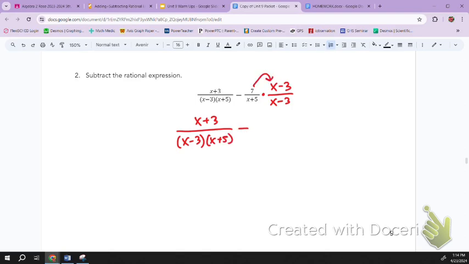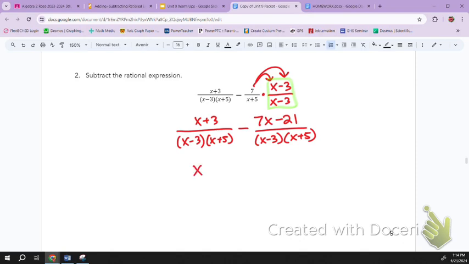7 times x, that's 7x. 7 times a negative 3, that's going to be negative 21. And now we're all over this common denominator. I'm following my steps, right? Step 1 was find the common denominator. You have to multiply by a 1. Our 1 ended up being x minus 3 over x minus 3. And now I need to add or subtract. In this case, we're going to subtract.